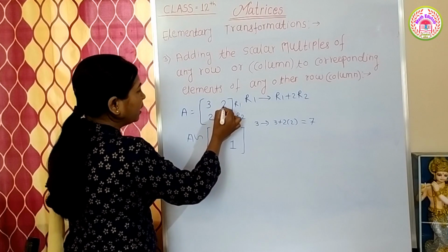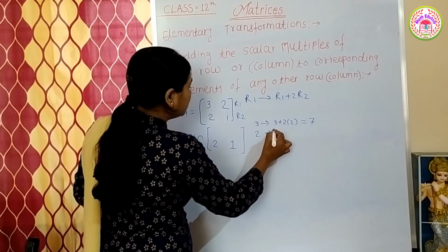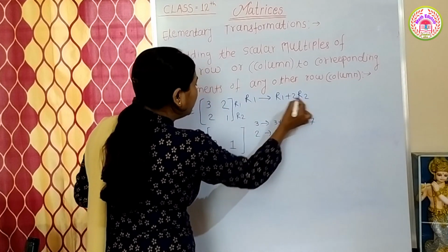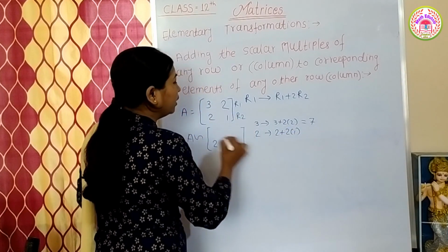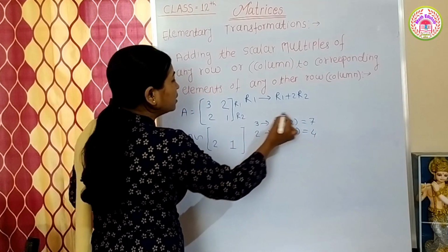Then next element क्या है R1 का? 2 है. So 2 का change होगा? 2 plus 2 times R2: R1 का element as it is 2, plus 2 times R2. R2 का second element है 1, so 2 times 1 is 2. So 2 plus 2, क्या change होगा? 4. So this 2 is changed to 4 and this 3 changed to 7.